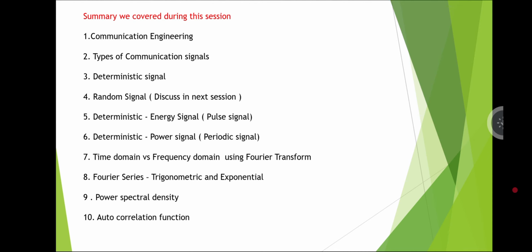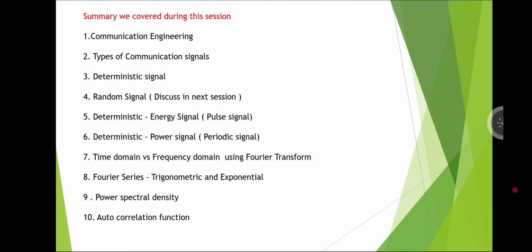Now, the summary of what we covered during this session. We talked about communication engineering. Then types of communication signals we completed: deterministic signals, while random signals will be discussed in the next session. Deterministic signals have energy signals, which are pulse signals, and power signals, which are periodic signals. And the time domain signals versus frequency domain signals using the Fourier transform we covered this time.